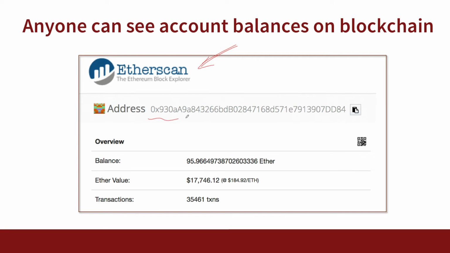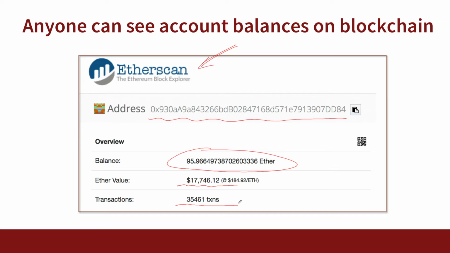In this particular case, we're looking at this address, and you can see that currently this address has 95 Ether. Etherscan is kind enough to tell you how much that's worth in dollars. And it tells you that this address processed 35,000 transactions in which it was involved. So funds being transferred to it and funds being transferred from it. You can see exactly what transactions were done.